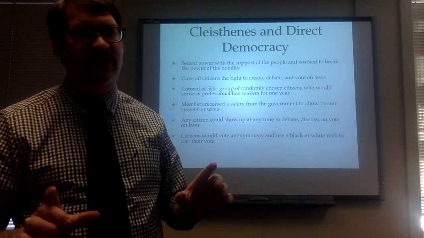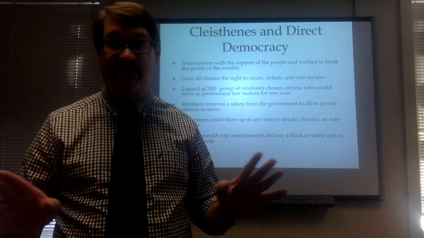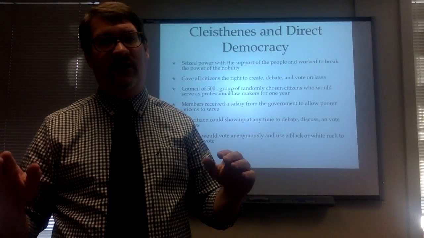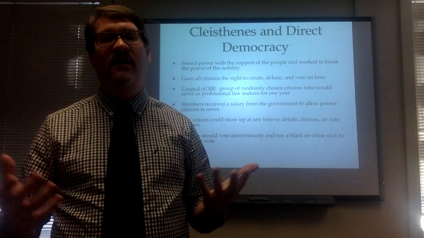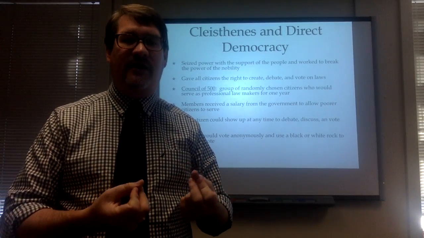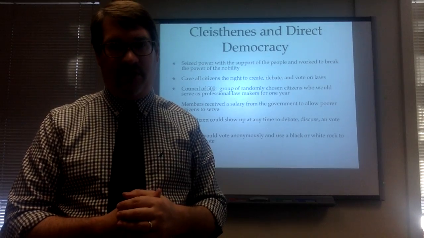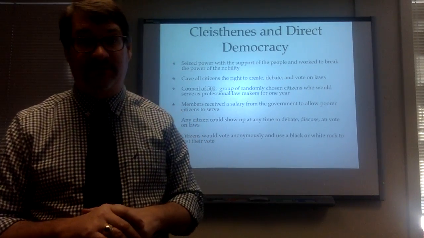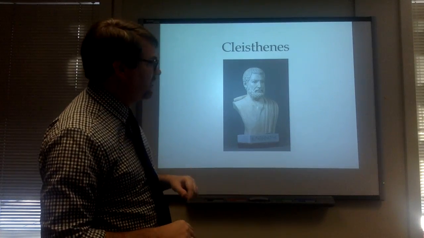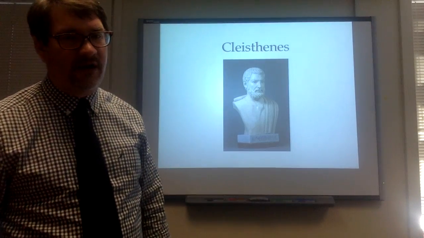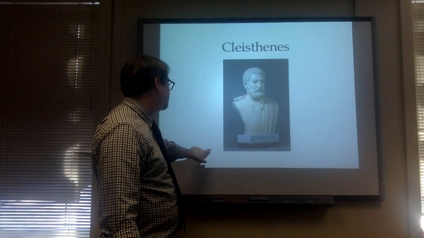Now let's keep in mind, this was only the men of Athens. It didn't include foreigners, it didn't include slaves, it didn't include women. And so we're not talking about this great, enlightened society. But it is the first example we have in the West of people making their own laws and living by their own laws. And that was done by Cleisthenes, okay? And there is Cleisthenes again, a likeness of Cleisthenes, the creator of democracy in Athens.